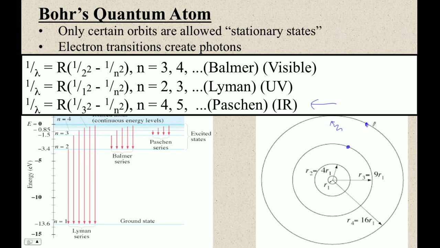That would be more energy, right? This orbit to this orbit would be even the most energy, right? That might be like an ultraviolet photon, right? So this is the basic idea. This is really pretty simple.